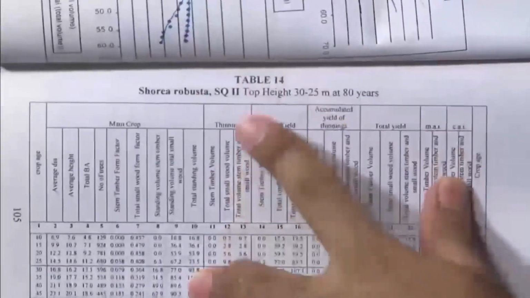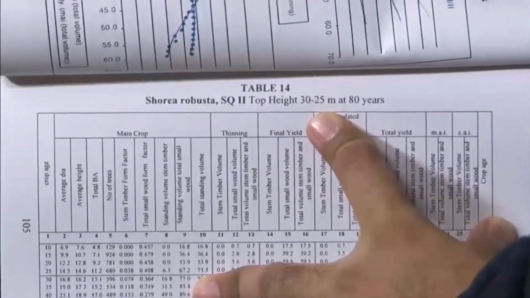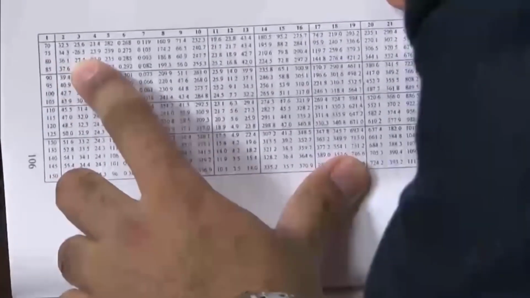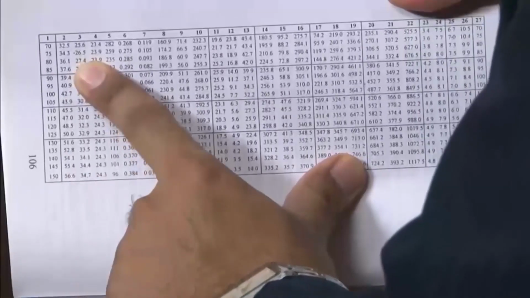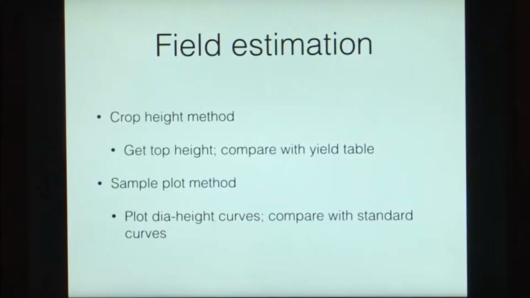On the other hand, we define a site quality 2 forest as one having a top height of 30 to 25 meters at 80 years of age. If we look at this yield table, at 80 years of age this forest has a height of 27.4 meters. That is the average height; the top height might be a bit greater than that. So, just by looking at the top heights of your forest, you can figure out the site quality. However, it might be a bit difficult, because it is difficult to get the age of the trees.